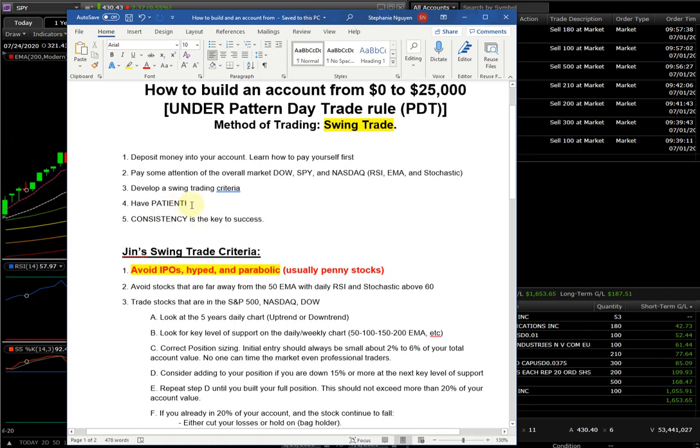Next step, have patience. Remember, these are swing trades. You want to give it time. It's not like you buy a stock today and gain 25% the next day. That's not going to happen, especially with these Dow stocks and these Nasdaq or SPY stocks. Unless you play with penny stocks, sure, but I don't really trade penny stocks. Consistency is the key. Again, I can't emphasize that enough.